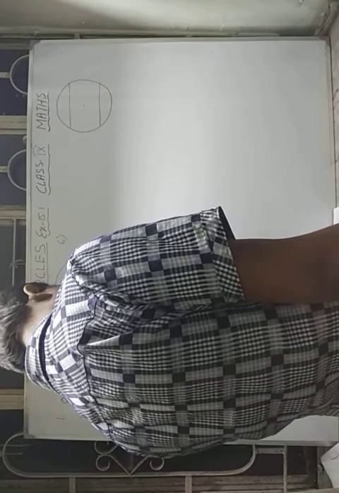So you have to take the chords. The lengths of the chords are given. One is 8 cm, so one you take as 8 cm, another you take as 6 cm.